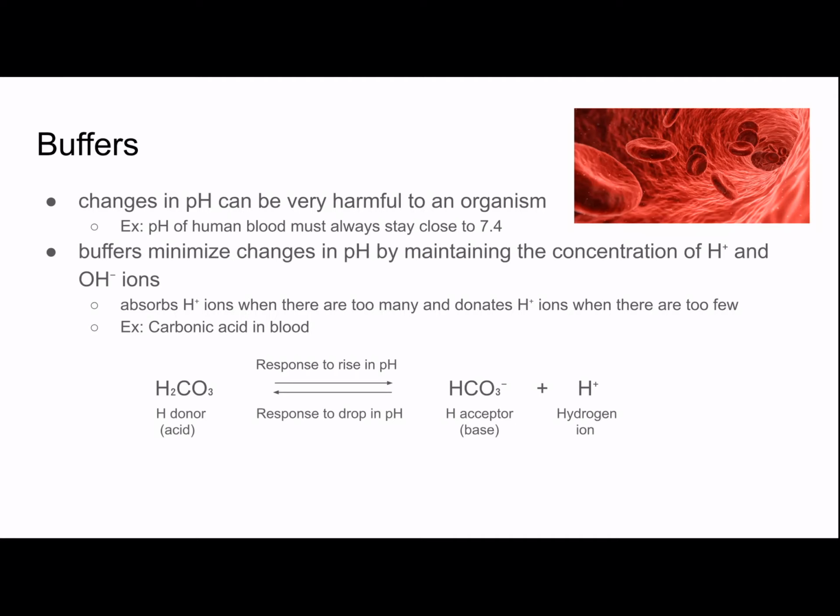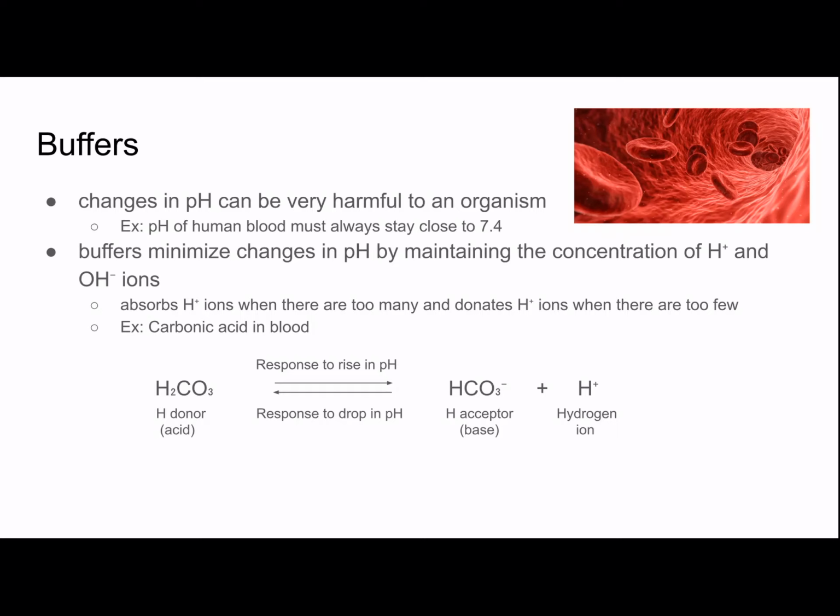As you can see, the arrow going from left to right, when there's a rise in pH, carbonic acid will become a hydrogen acceptor and a hydrogen ion. So it's basically releasing hydrogen ions into the blood to decrease pH, because again, a rise in pH means that there's a low amount of hydrogen ions. So the donor will donate some hydrogen ions so that the pH will go down.